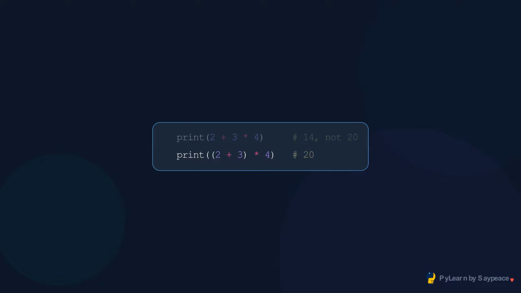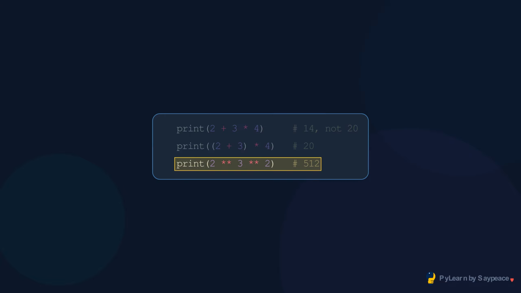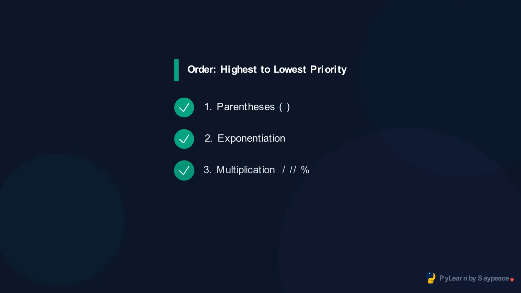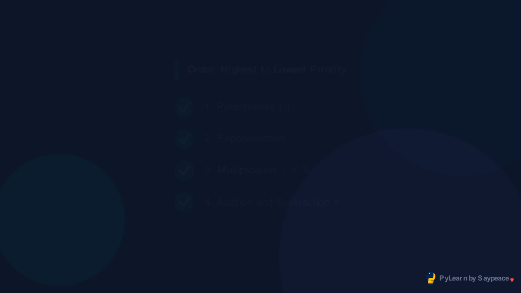Parentheses force the addition first. 2 plus 3 is 5, times 4 is 20. Exponentiation is right associative, evaluated right to left. 3 squared is 9, 2 to the 9th is 512. When in doubt, add parentheses. They make your intent explicit and prevent bugs.